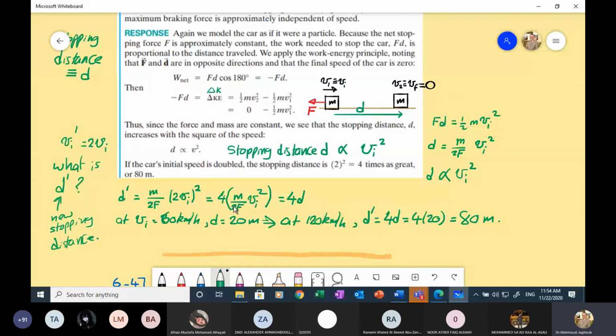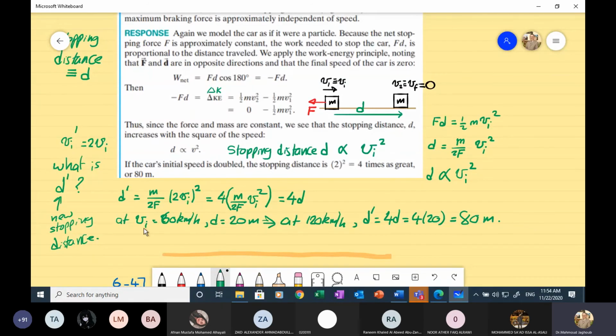But this m over 2F v initial squared, what does it equal to? d. So you evaluate d, so you get d prime equals 4d. So if you double your speed, what happens to the stopping distance? It's multiplied by 4. We say the stopping distance is quadrupled. Okay, if we triple the speed, meaning we have 3 v initial, what is the new stopping distance? It becomes 9 times, 9 is right.